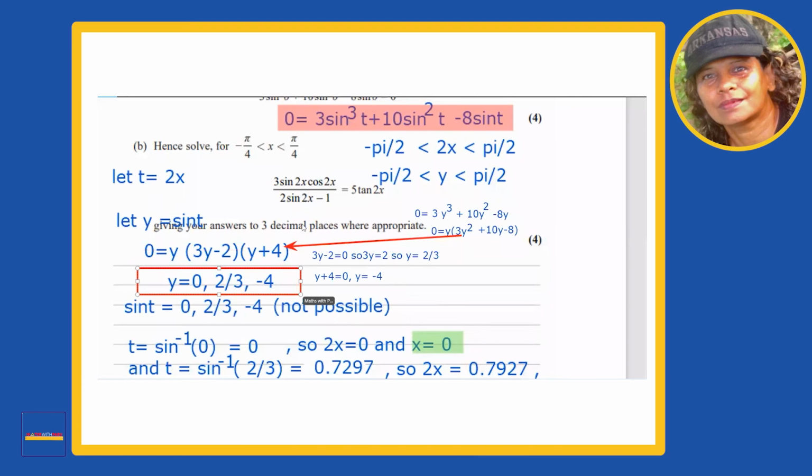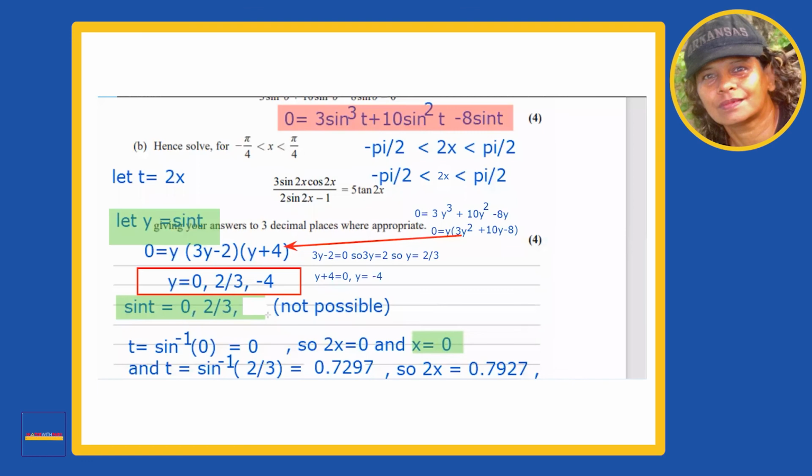Now, I'm going to rewrite this actually as 2x, because this might confuse you with the other y that we have. So I'm just going to leave this like this. Since y is 0, 2/3 and minus 4, and we have already established that y is sine of t, sine of t is equal to 0, 2/3 and minus 4. Now we know that sine of t cannot be minus 4, so I'm going to forget about that value because sine has a range from minus 1 to 1.